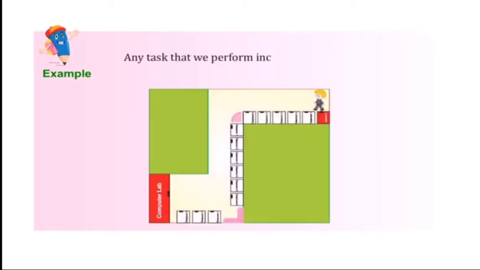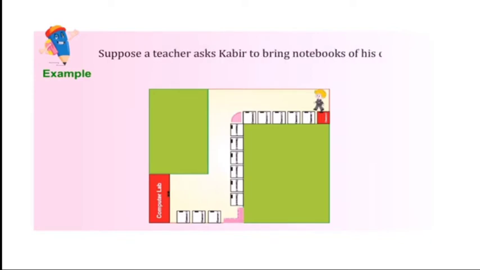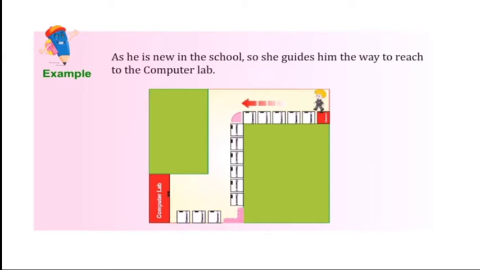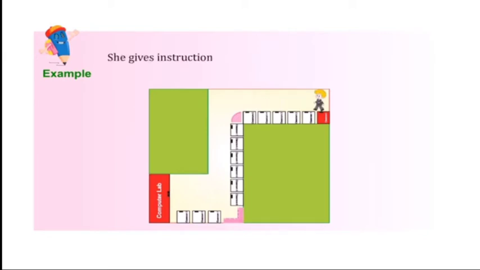Okay, students, let's learn it with an example. Any task that we perform includes many steps. It should be completed step by step in a particular sequence. Suppose a teacher asks Kabir to bring notebooks of his class from the computer lab. Since he is new in the school, she guides him the way to reach the computer lab. She gives instructions to Kabir in the following manner.